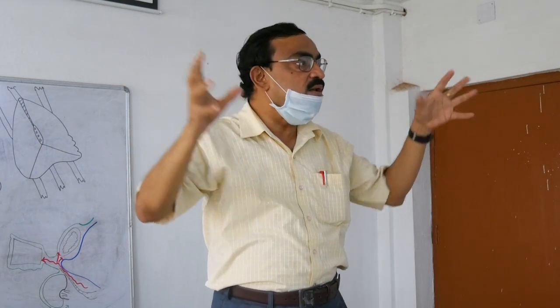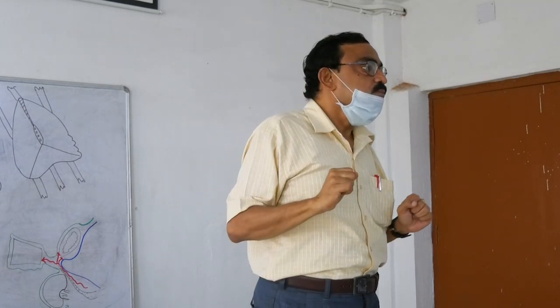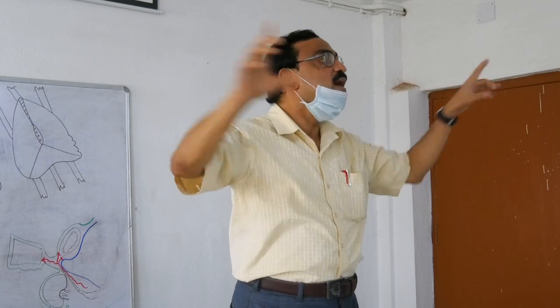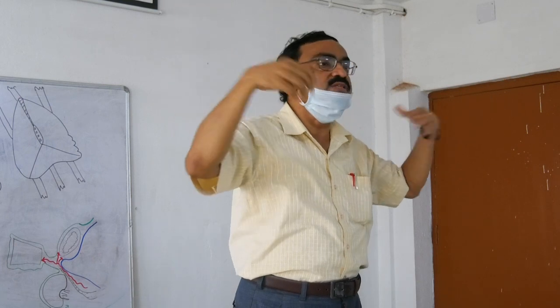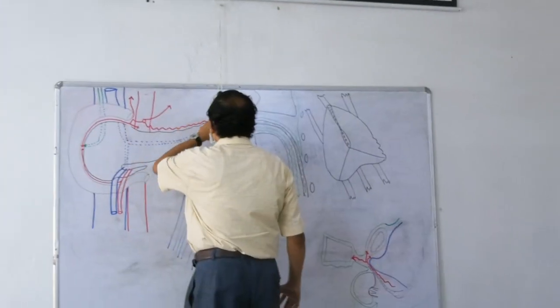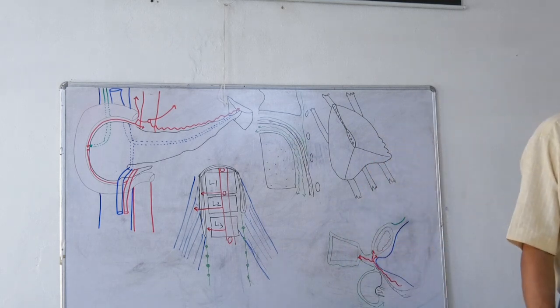Now you can see the body and the structure of the pancreas. You can see there are some lobulations. Pancreas means pan means whole, creas means flesh. So it's totally a fleshy material which doesn't have any ligaments. Now what is the length from here up to here? It is around 12 to 15 centimeters.